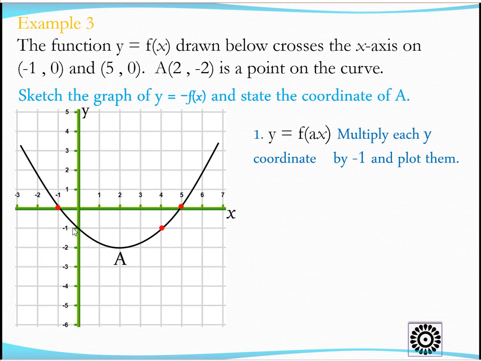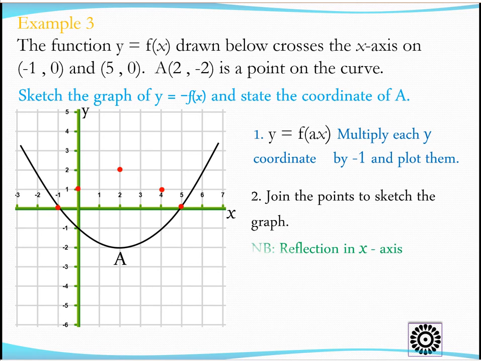Let's see what will happen. Negative 1 times negative 1, positive 1. Negative 2 times negative 1, positive 2, and so on. So you see, when you join the graph, it becomes a reflection. So as long as the a value, or what is in front of f of x, is a negative number, it's going to be a reflection.